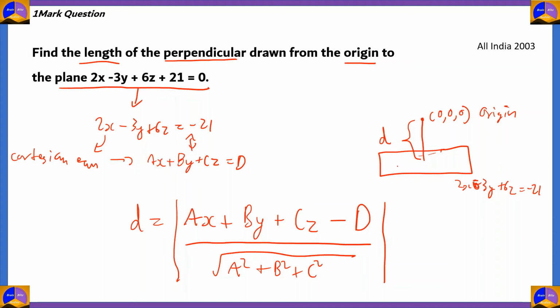So now let's list out the quantities. 0, 0, 0 are x, y, z respectively. Capital A is 2, capital B is -3, capital C is 6, and capital D is -21.